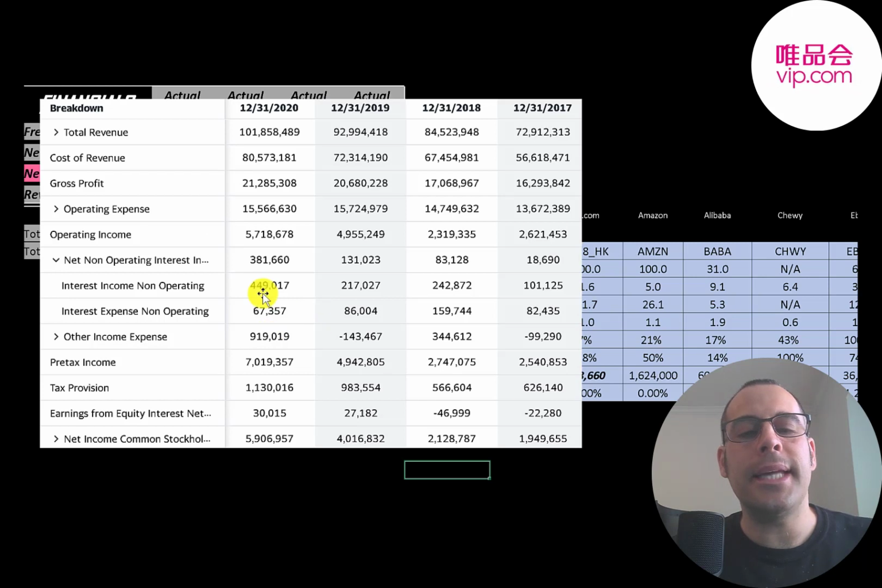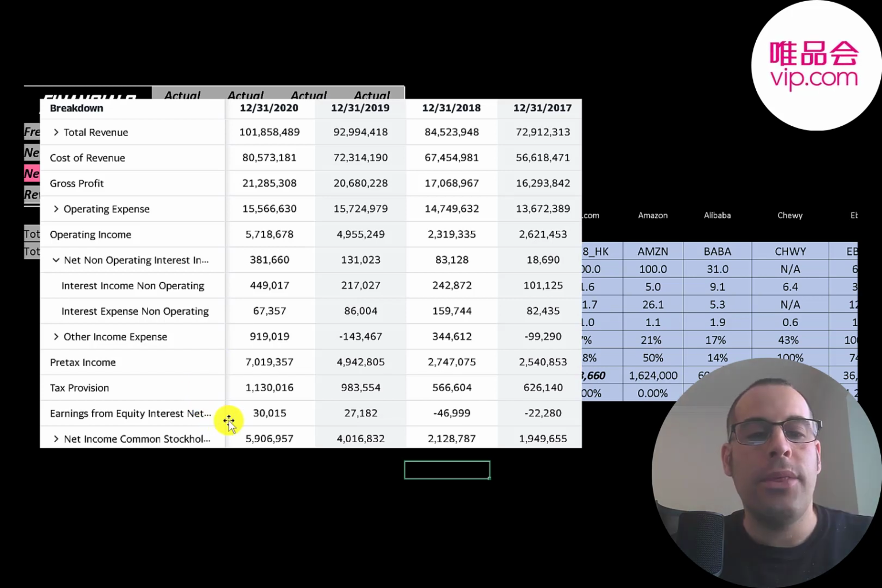They paid 67 million of interest on their debt, which is the lowest amount they paid in the past 4 years. It peaked at 116 million yuan in 2018. Then you have other income and expenses, which are usually asset impairments or the gain on a sale of an asset. Then you have earnings from equity interest. This is their earnings in investments of other companies. And the bottom line of the income statement is their net income, which almost tripled from 2017 to 2020.